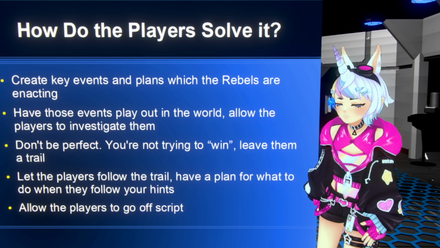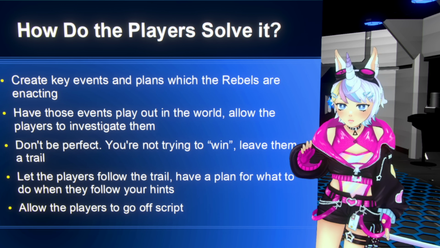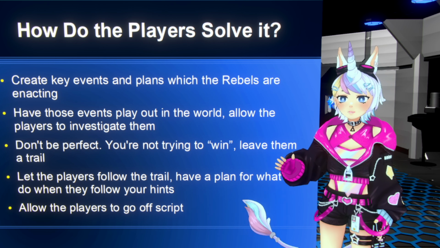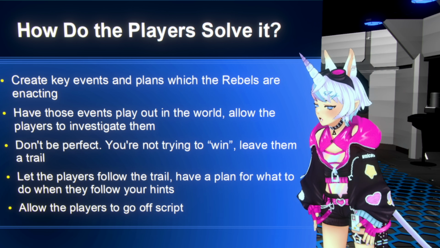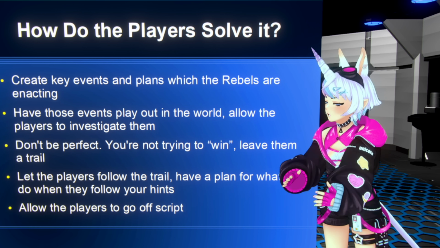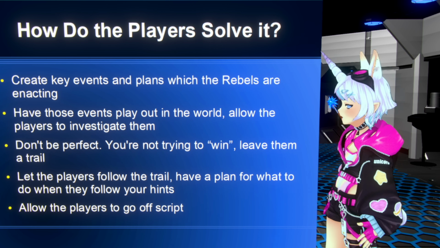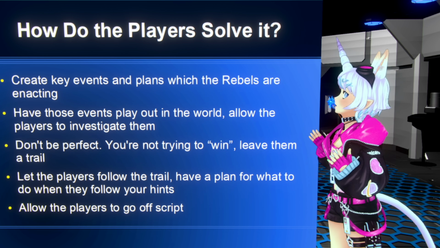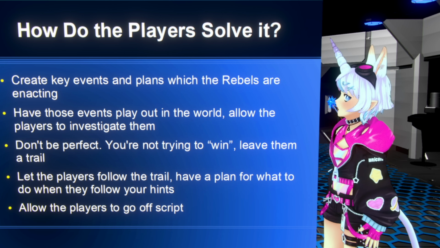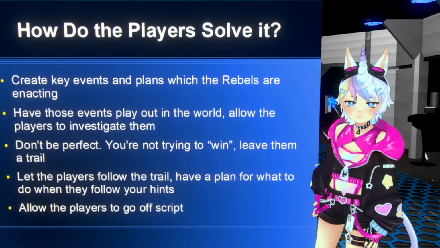Well, what you need to do is create key events and plans which the rebels are enacting. Have those events play out in the world and allow the players to investigate them. Maybe our militia go and blow up some sort of power plant, and then that will give the players a reason to go and visit that power plant. Or you could have the rebel smugglers steal a particular box of arms and equipment, and then the players have something to go and hunt.